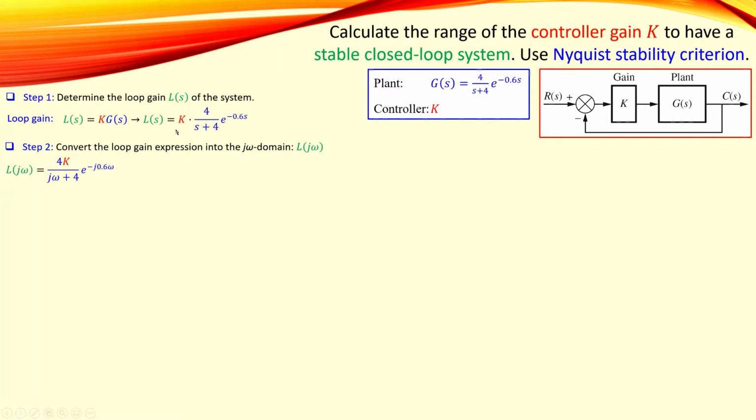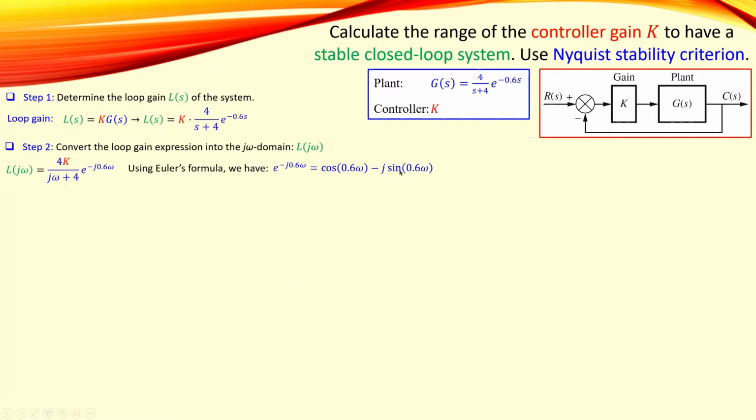Now I have purposely made the gain in red and the plant in blue, as you can show here. Now if I follow the situation in the next step, I have to convert the e to the power minus j 0.6 omega using Euler's formula. That will be helpful in the further analysis. So if I now rewrite this in this form, as you can show here, which is now given by the cosine and the sine expressions. This is a very familiar expression.